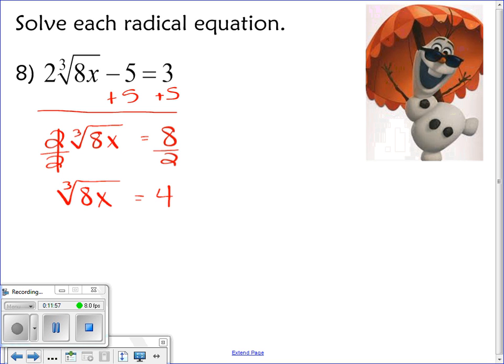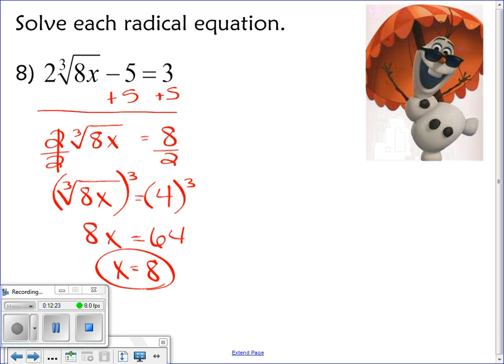Good. I want to make sure we're understanding that I can't cube both sides, or raise to the fourth as you guys said, unless that radical is totally by itself first. So make sure we're always getting that by itself first before we do this step. So we get 8x equals 4 cubed. Good, that is 64. Perfect.